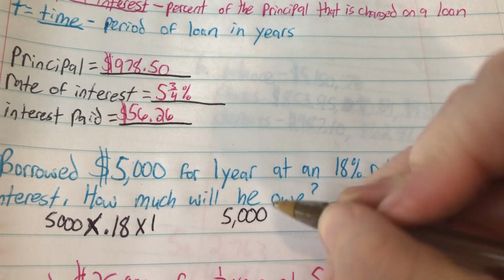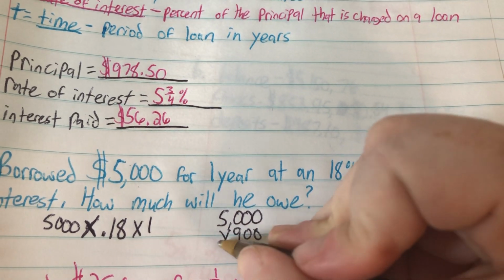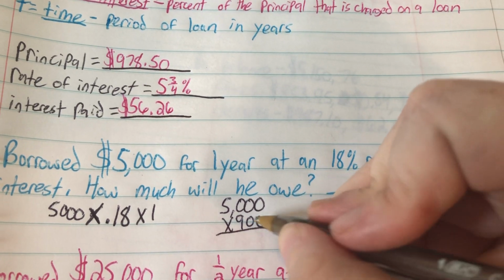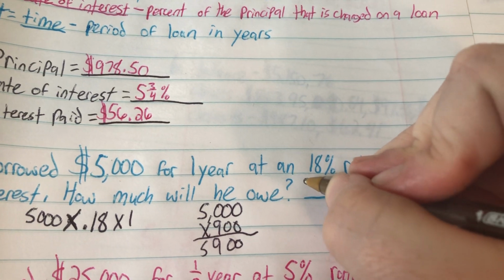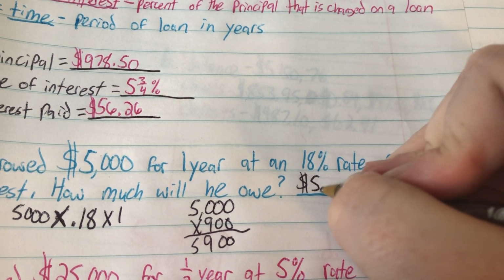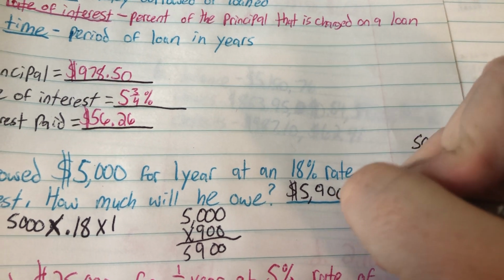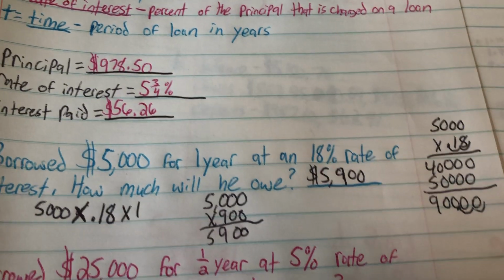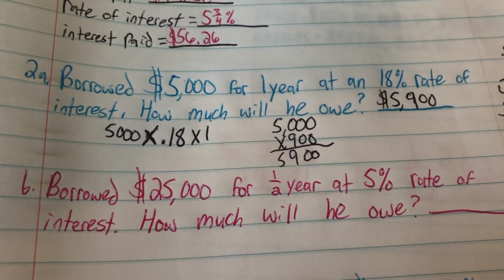So the amount total he will owe, you take the principal, which is $5,000, plus the interest. Because you still have to pay back the original amount you borrowed. This is just the interest. So we add that up. He would owe $5,900, sorry.